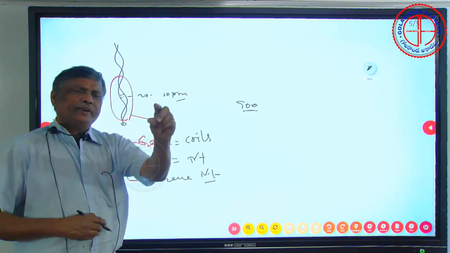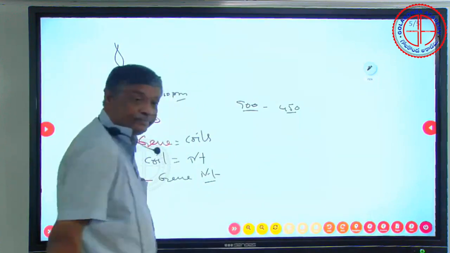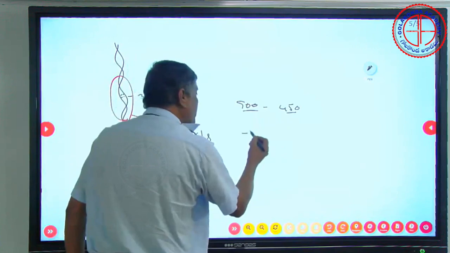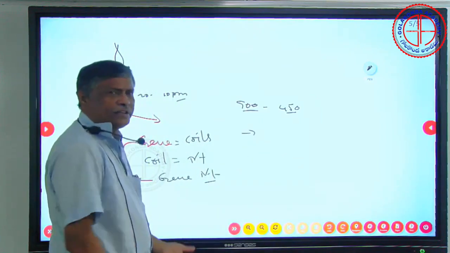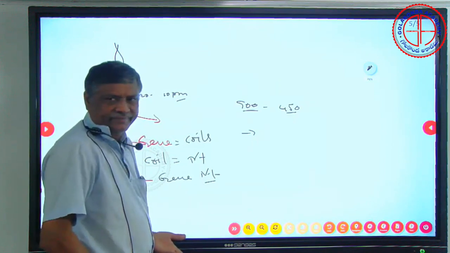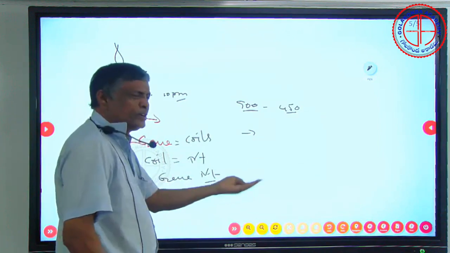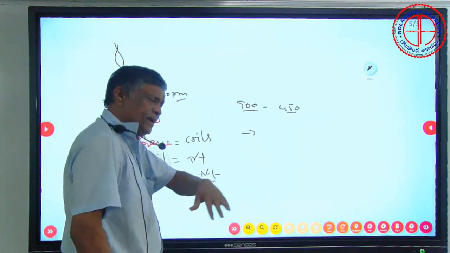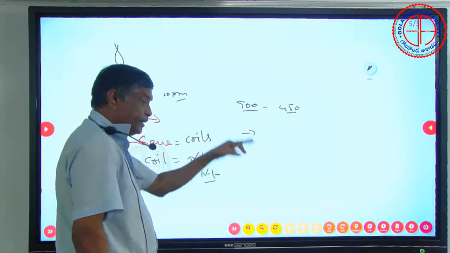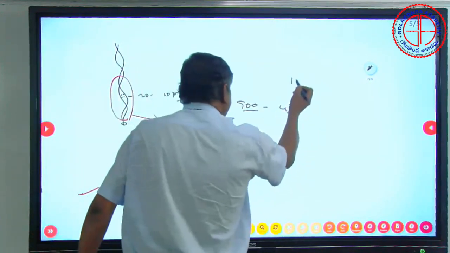900 nucleotides are arranged in how many pairs? 450. A coil is filled with how many pairs? 10 pairs. A coil with 10 pairs, total number of nucleotides? 20. The minimum number of nucleotides required to determine a single character is 900, so a 900 nucleotide part of DNA determines a character. The maximum number of nucleotides required is 1500.